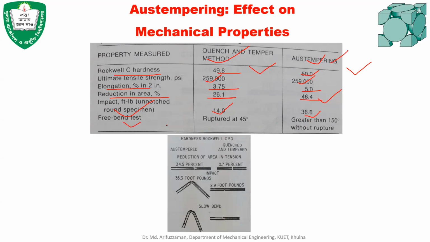And in the free bend test, if you just bend it, the tempered one ruptured at a 45-degree angle, but the austempered one bends greater than 150 degrees without rupture. For the austempered structure, you can obtain greater than 150 degrees of bending, but in the case of quench and tempered, you get a very small amount of bending, and elongation is very small. In the austempered case a huge bending can be done, but in the case of only tempering, with a very small amount of bending, it breaks down.